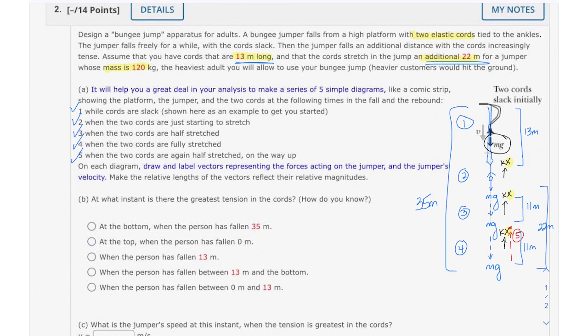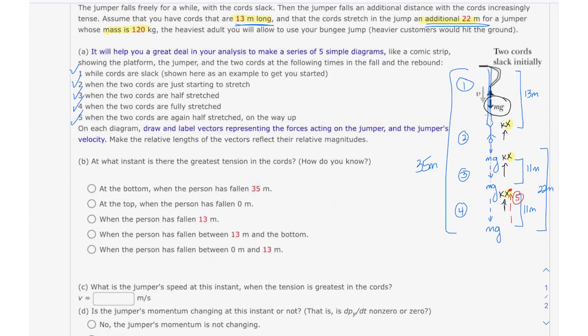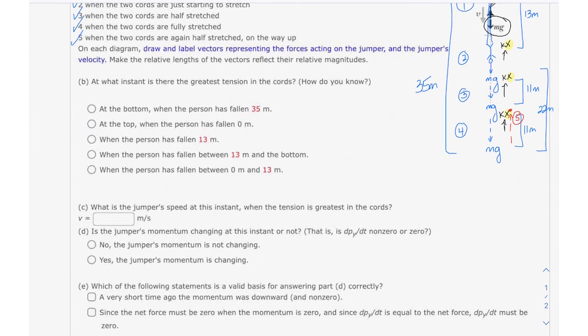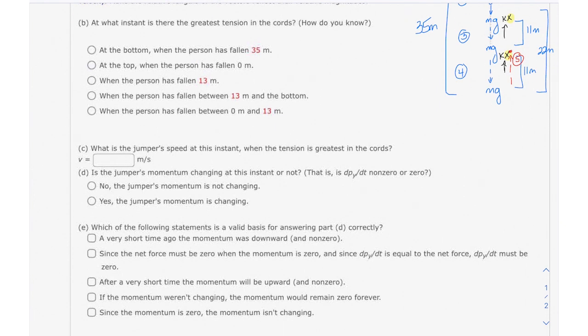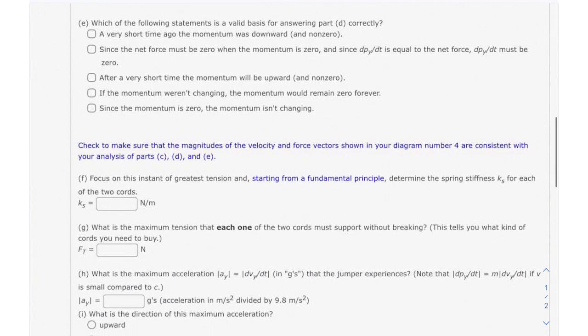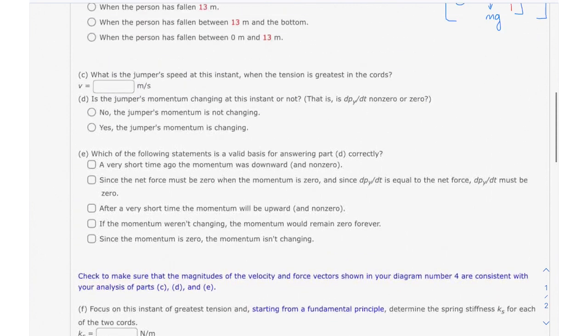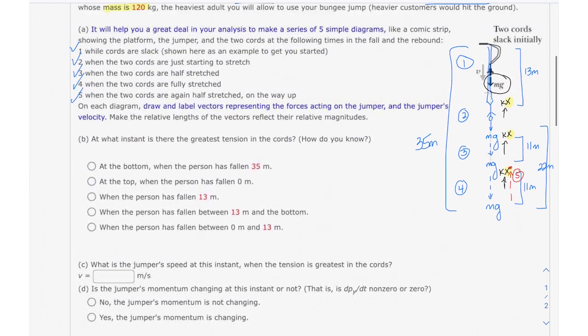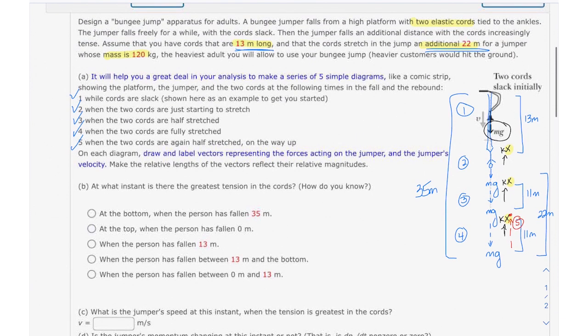Now up next, we're going to get into answering some of those questions that may require some calculations, and we'll see samples of those in B. At what instant is there the greatest tension in the cords? What's the jumper speed at this instant? Which of the following statements is a valid basis for answering part D directly? A lot of these are going to be conceptual, and then down here we're going to get into some more numerical calculations. We're going to tackle those in a separate video, just to break these up a little, because this is a really big, elaborate problem.